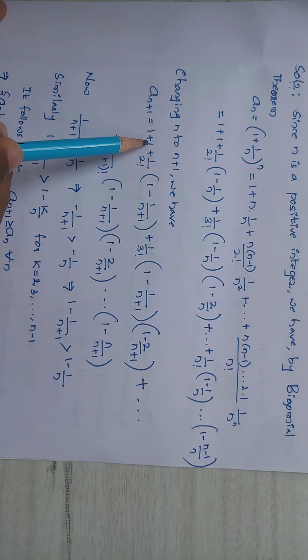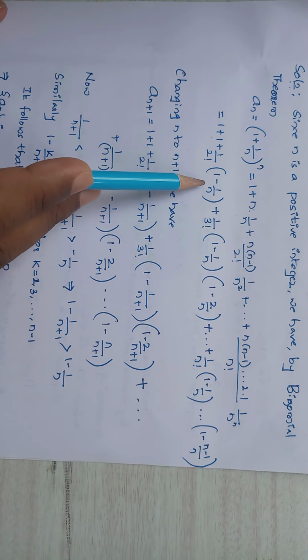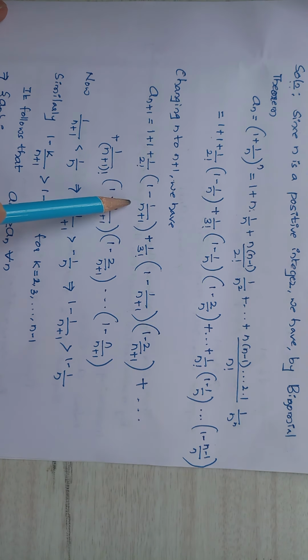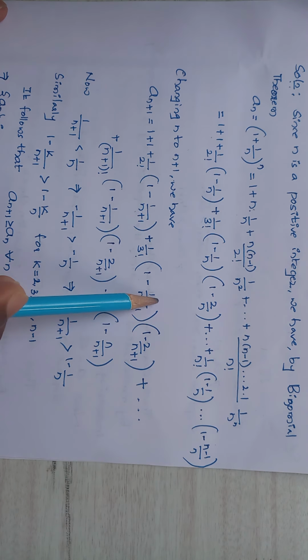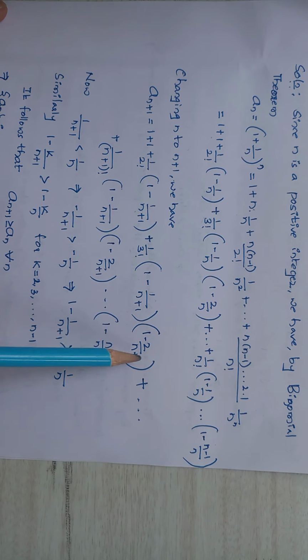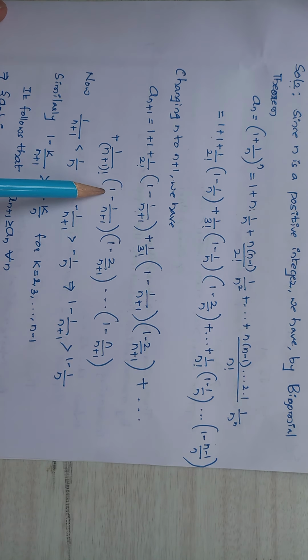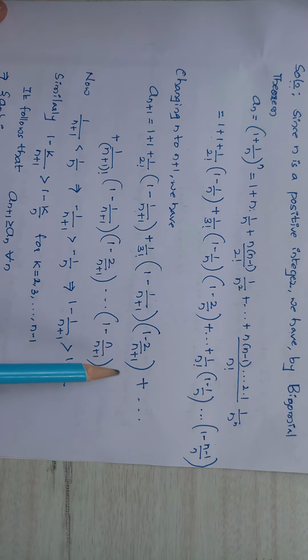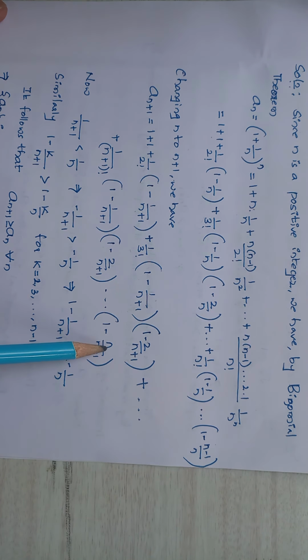Then we have a(n plus 1) is equal to 1 plus 1. So 1 upon 2 factorial, in the place of n, n plus 1, that is (1 minus 1 divided by n plus 1), plus 1 upon 3 factorial (1 minus 1 divided by n plus 1) into (1 minus 2 divided by n plus 1), and so on, 1 divided by (n plus 1) factorial into (1 minus 1 divided by n plus 1)(1 minus 2 divided by n plus 1), and so on, 1 minus, so this is n plus 1 minus 1, so it becomes n divided by n plus 1.